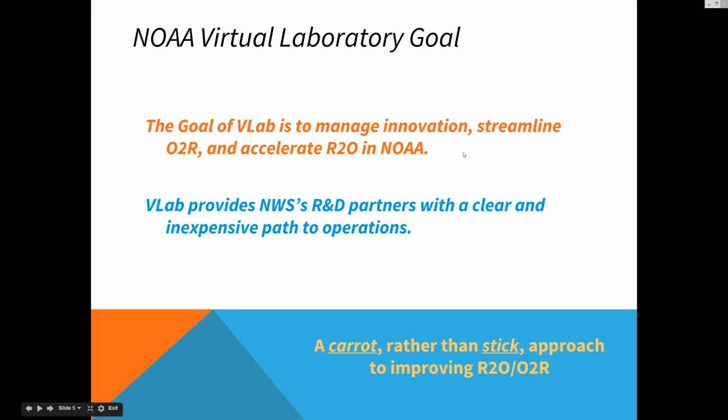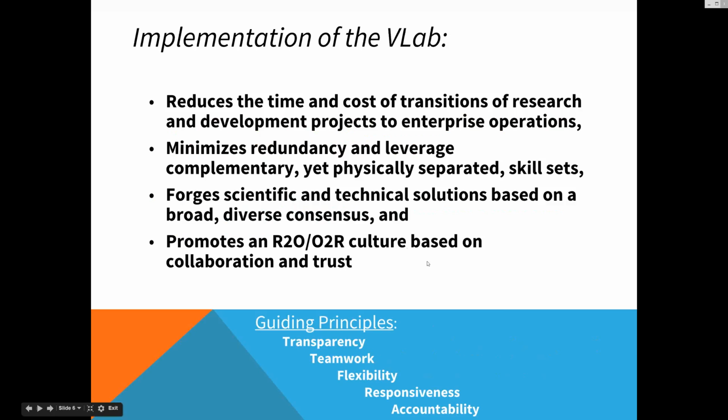So this is intended not just for the Weather Service. The Weather Service is our primary group that we've been targeting to because that's who we know best. But other groups from NOAA can use it and are using it today. So the VLab provides the Weather Service's research and development partners with a clear and an inexpensive path to operations. And our philosophy is that we're trying to provide a carrot rather than a stick, so it's bottom up rather than top down, and so that's our goal.